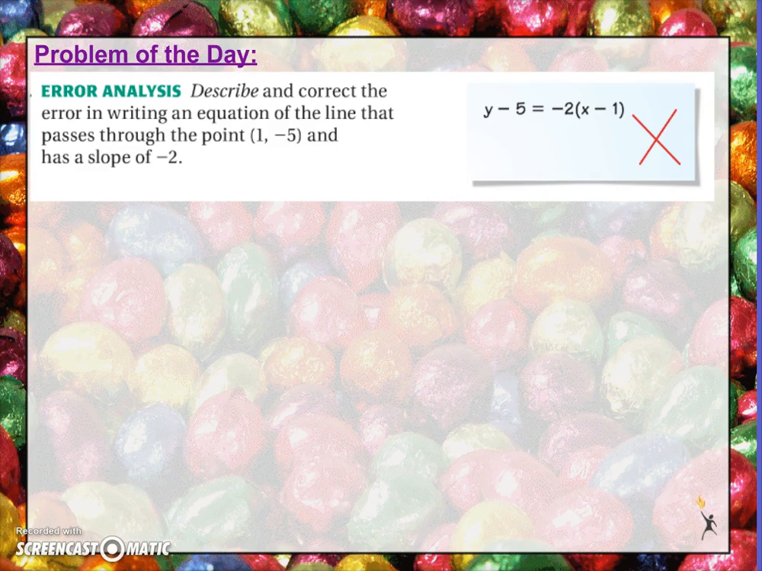It says describe and correct the error in writing an equation of the line that passes through the point (1, -5) and has a slope of -2. Now, if you remember, our formula is y minus y1 equals m times the quantity x minus x1. This is point-slope form, and we're going to actually use that in today's lesson as well. My slope is m. This 1 is x1, -5 is y1.